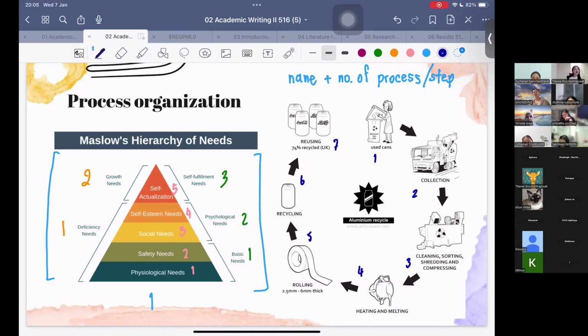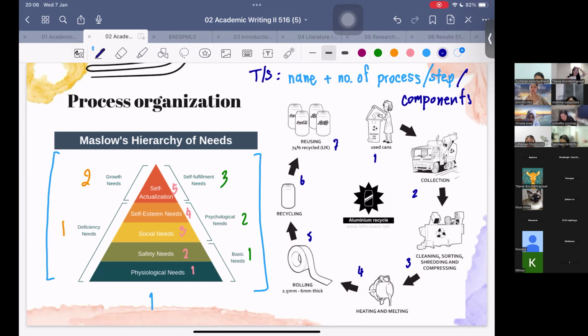And for the topic statement or the thesis statement for process organization, it's just like stating the name. What is the name of that process and the number of steps? It would be thesis statements. Stating the name of the process and the number of steps or the number of components, the number of factors under that theory.